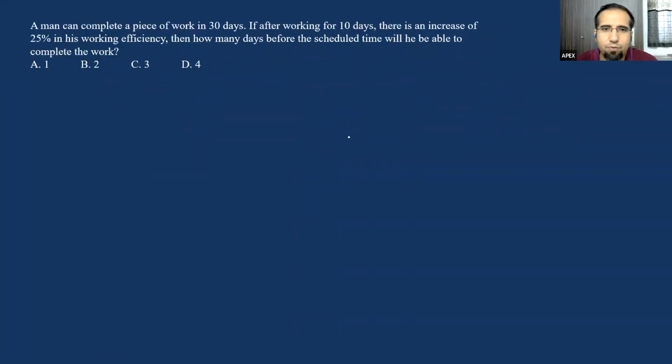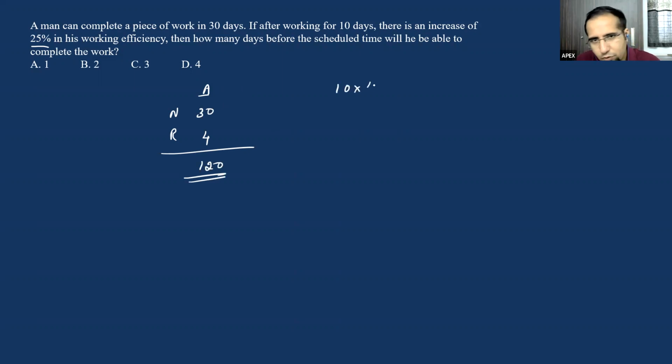A man can complete a piece of work in 30 days. So let me assume that, okay, he's increasing the efficiency by 25%. So what I rather did is I assumed the efficiency as 4. And I know that the man can complete the work in 30 days. So my total work becomes 120. He worked for 10 into 4, that is 40 is done. After this, he increases efficiency to 5.